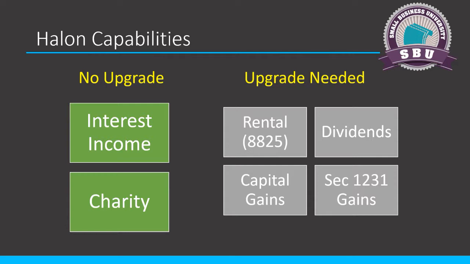Regular Halon only goes up to $250,000. So if you have a $1 million return, you're already going to be in Halon Assisted, right? So if you had all these other things going on, it'd be no big deal. It's still included as part of the Halon Assisted service.